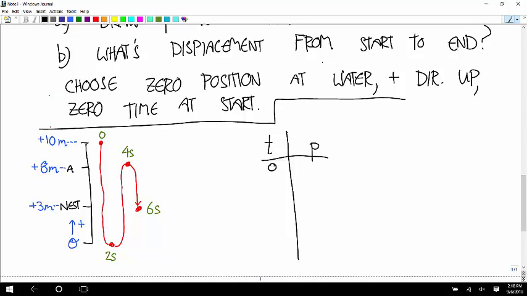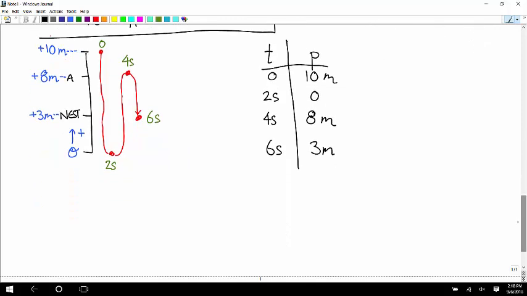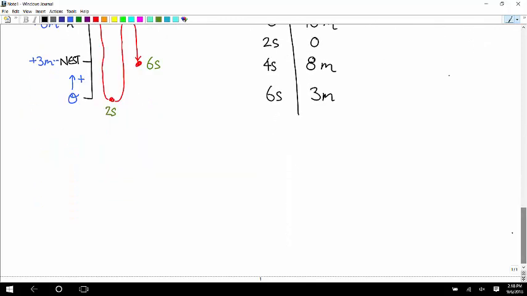At 0 time, we're at position positive 10. At time 2 seconds, we're at position 0. At time 4 seconds, we're at position 8 meters. And then at time 6 seconds, we're at position 3 meters. And now we can plot those points.